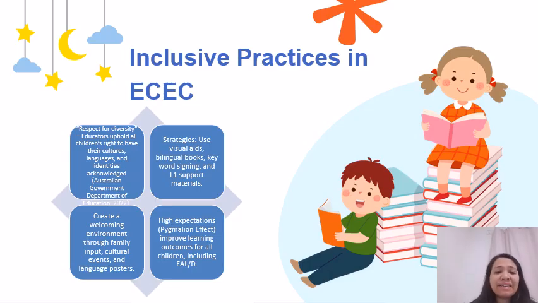Inclusive practices in early learning centres include respect for diversity, and strategies such as visual aids and word signing can help. Also, creating a welcoming environment through families' input can help in developing the child in the early starting years. High expectations improve learning outcomes for all children, including EALD.